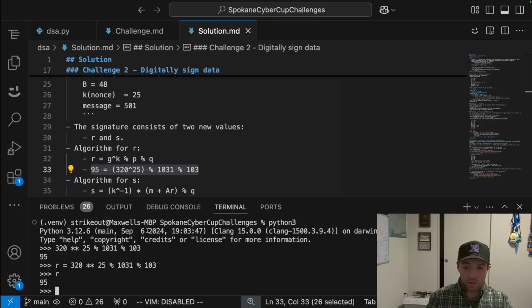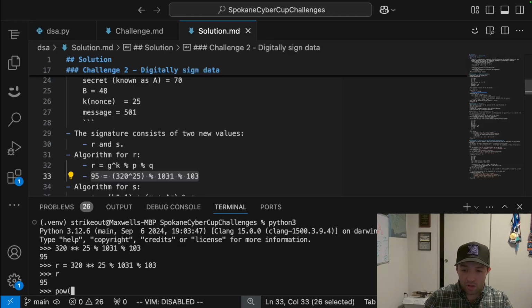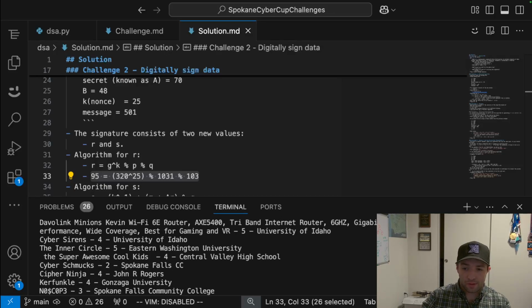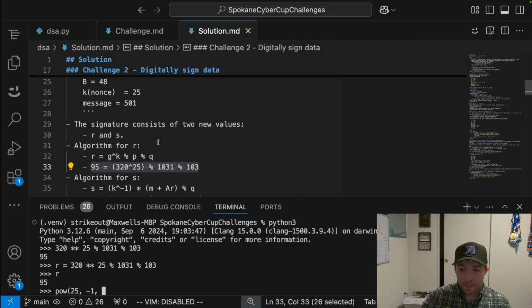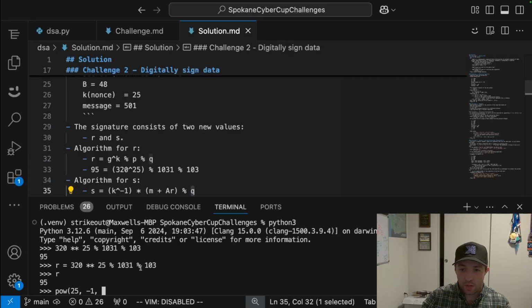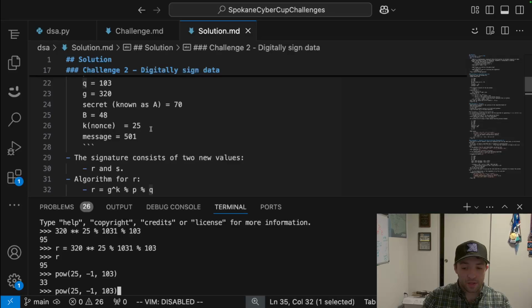So then for S, we need to take the modular multiplicative inverse of K. The way you do this in Python is you want to do pow, which is the exponent. We want to take 25 to the negative first. And here's kind of the tricky part of this. The reason you need to take the modular multiplicative inverse is because of the modulo that is present here. The modulo that is present here is going to be this Q. So Q is equal to 103. So that is the value that we want to get.